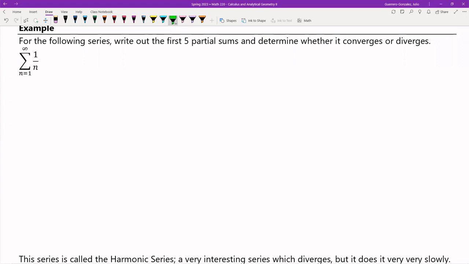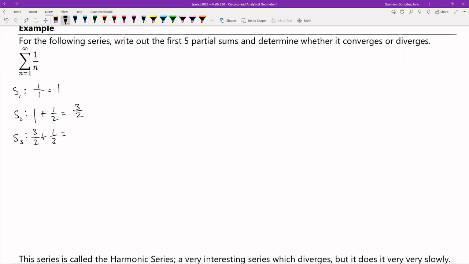For this one, let's go ahead and start the same way. It says do the first five partial sums, right? So I'm going to do S of 1. That's going to be 1 over 1, which is 1. Simple enough. S of 2 is going to be 1 plus 1/2, and if you do that right, that's 3 over 2. S3 is 3/2 plus the next term, which is going to be 1/3.